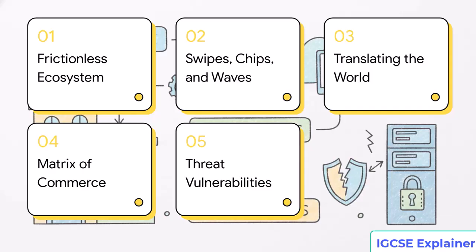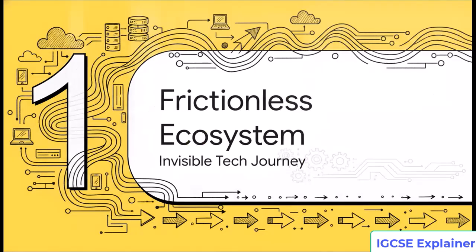We'll be looking at the frictionless ecosystem, swipes, chips, and waves, translating the physical world, the matrix of commerce, and finally, the mechanics of vulnerability. Starting things off with Section 1, the frictionless ecosystem, and our journey through invisible technology.